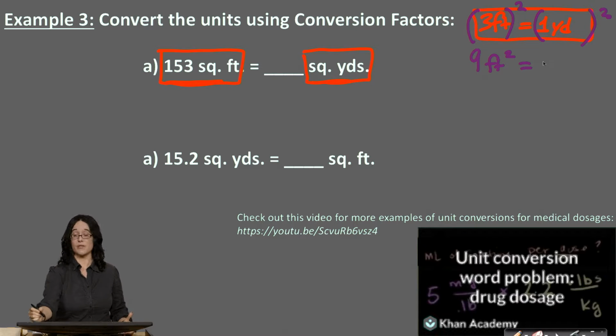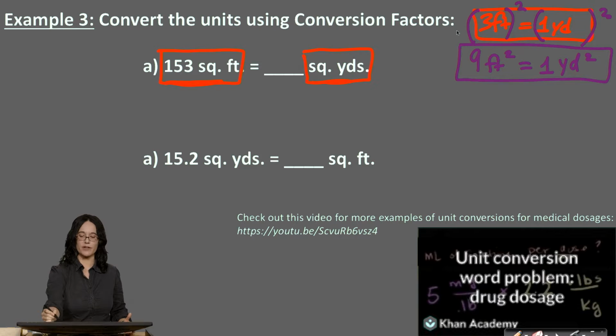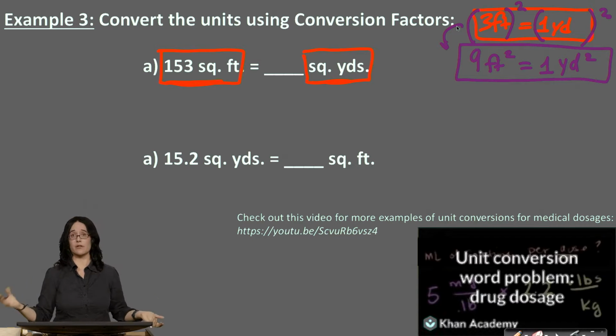1 times 1 is still 1, isn't it? So that's 1 square yard, or 1 yard squared. So this is our new conversion factor, right? We've basically got a new conversion factor by squaring the old. Okay, why is this helpful?